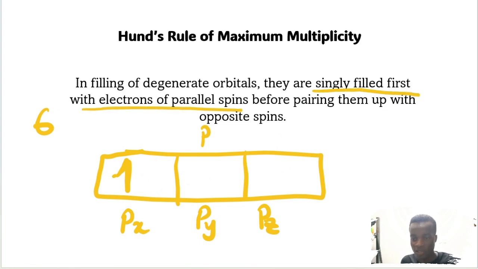So you go to the next box of the same orbital, and you fill it with an electron that has the same spin or direction as the previous one. So you fill this one first, right? It's 1, 2, 3, before you come back and pair them up with the opposite spins. So then I'm going to fill them with the opposite spins now.